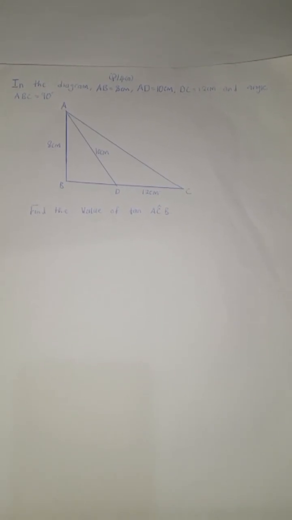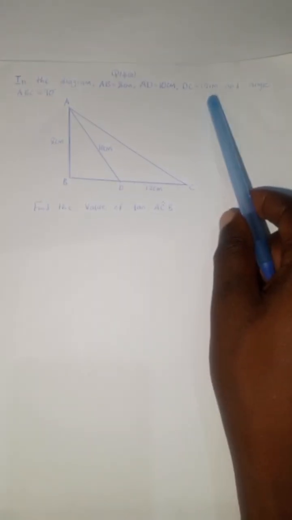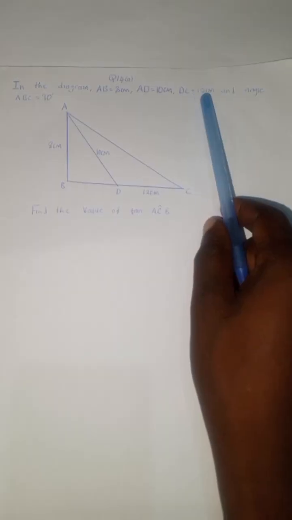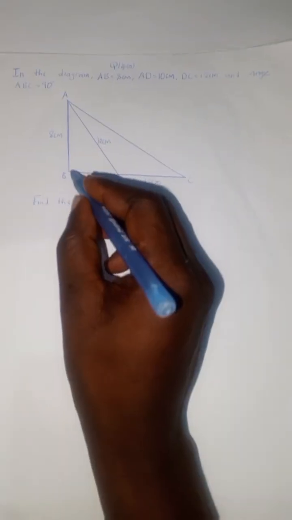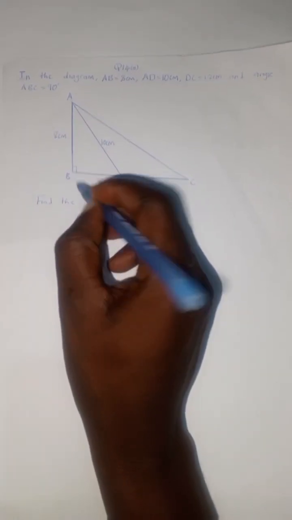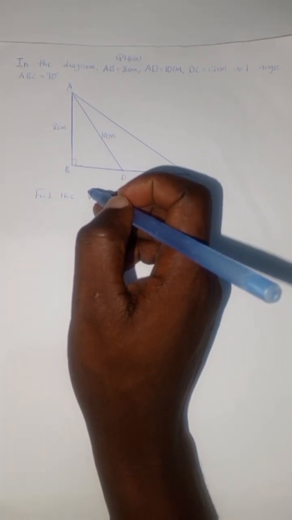This is question 14a, and the question reads: in the diagram, AB is equal to 8 centimeters, AD is equal to 10 centimeters, and DC is equal to 12 centimeters, and the angle ABC is equal to 90 degrees. So ABC, which is right here, is equal to 90 degrees. And then we are asked to find the value of tan ACD.